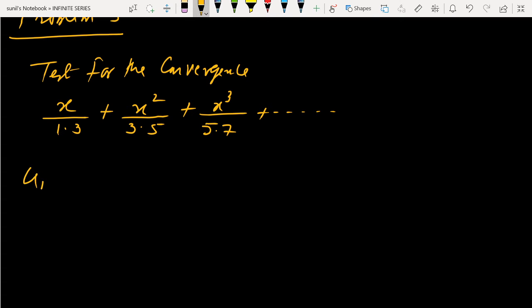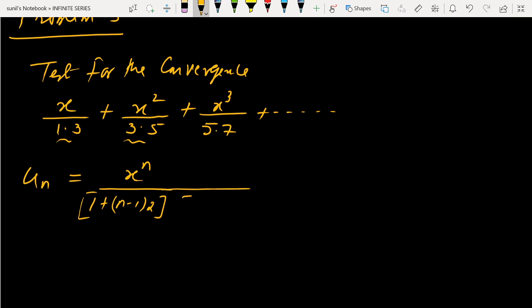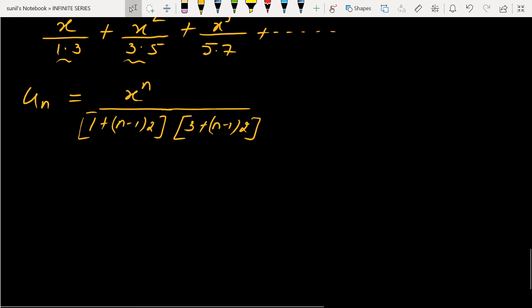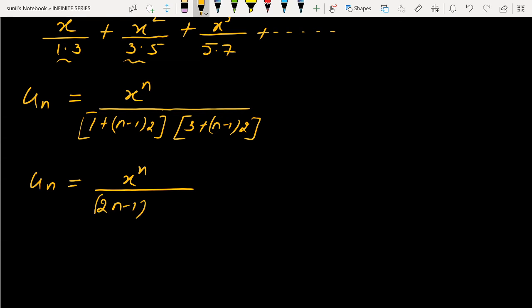Now the first step is to write the nth term, that is x raised to power n. If you recognize this, 1 into 3, 3 into 5 is forming an AP. So 1, 3, 5: if I write its nth term, that is 1 plus n minus 1 into common difference of 2. The next is 3 plus n minus 1 of 2. So I have written it like this. Now my nth term will be equal to x raised to power n upon 2n minus 1 into 2n plus 1. So now this term is ready.